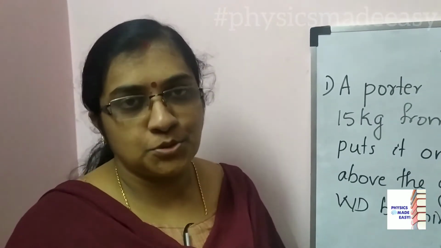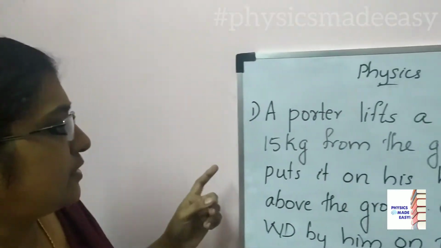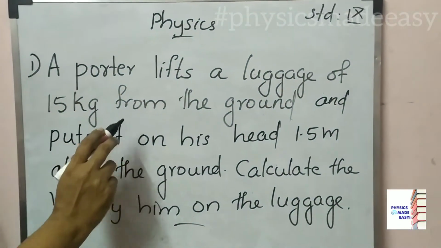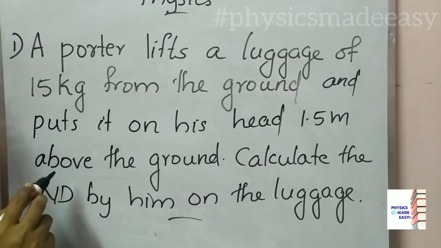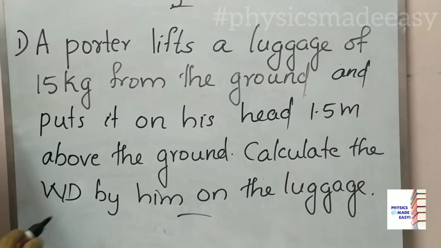Hello students, let us do some numericals from the chapter Work and Energy. Here you can see a porter lifts a luggage of 15 kg from the ground and puts it on his head 1.5 meter above the ground. Calculate the work done by him on the luggage.